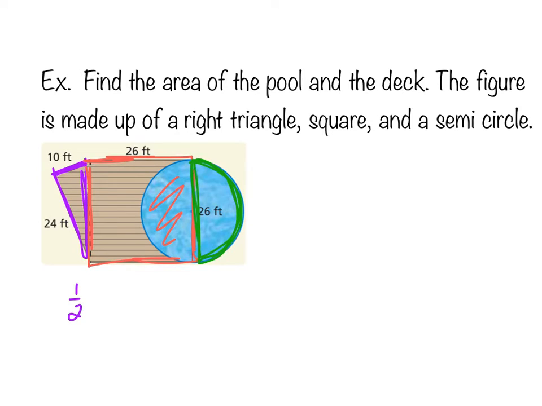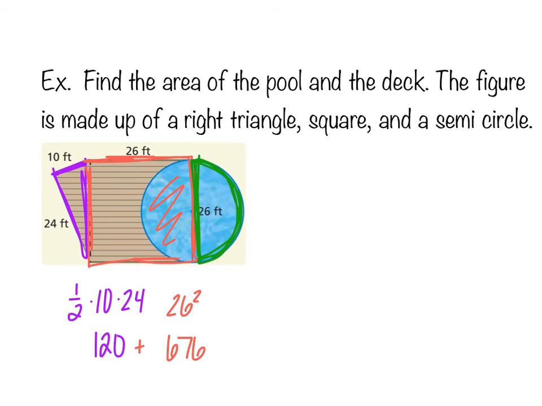1/2 times the base, 10, times the height, which is 24. Half of 24 is 12, and 12 times 10 is 120. So that's an easy way to do that in your head. For the square, it's 26 by 26, obviously. It's a square, so 26 squared. 26 squared is 676. And then for the semicircle, pi r squared.